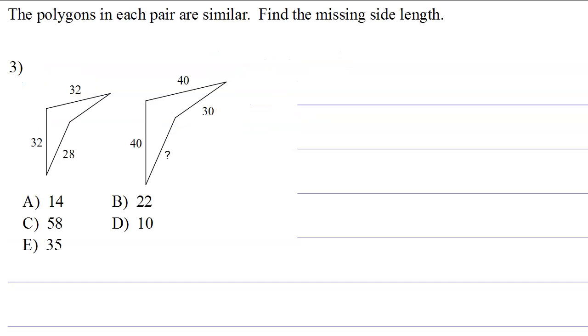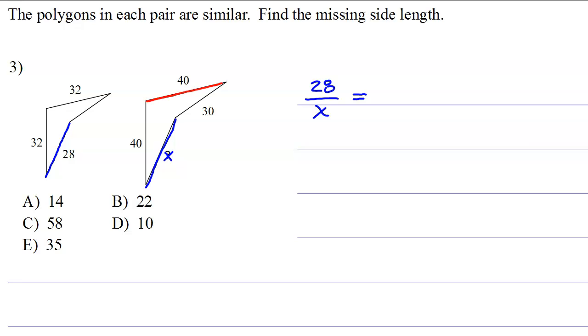Okay. Number 3, the polygons are similar. Find the missing side length. So here we need to find sides that are proportional to each other. The missing side length is right here. I'm going to just name that x. And it looks like the one that goes with that is this piece. So if I do little over big, or you could do big over little, but if I do little over big, there's that proportion.